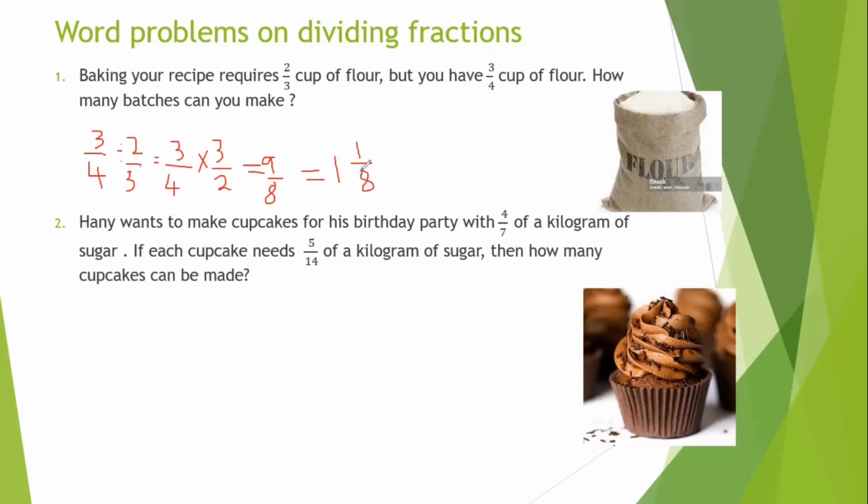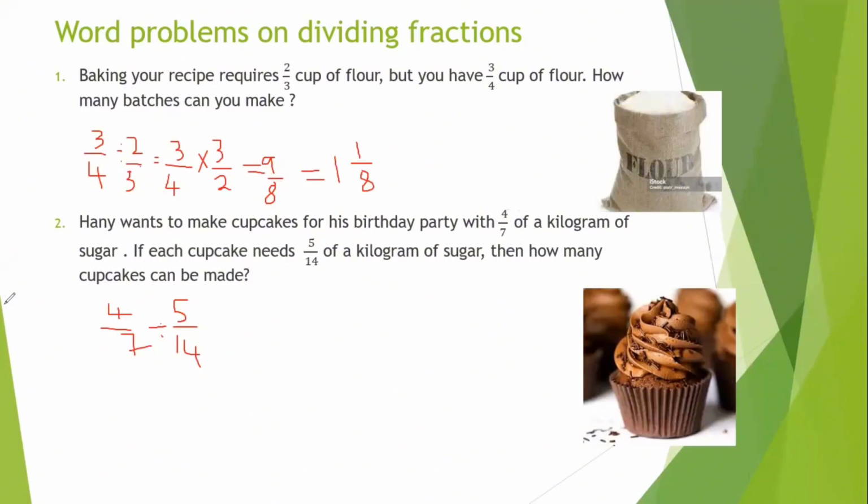Number 2. Henny wants to make cupcakes for his birthday party with 4 over 7 of a kilogram of sugar. If each cupcake needs 5 over 14 of a kilogram of sugar, then how many cupcakes can be made? I have 4 over 7 of a kilogram of sugar, and each cupcake takes 5 over 14. I want to know how many cupcakes, so I share the quantity of sugar over the cupcakes to know how many cupcakes I'll have.